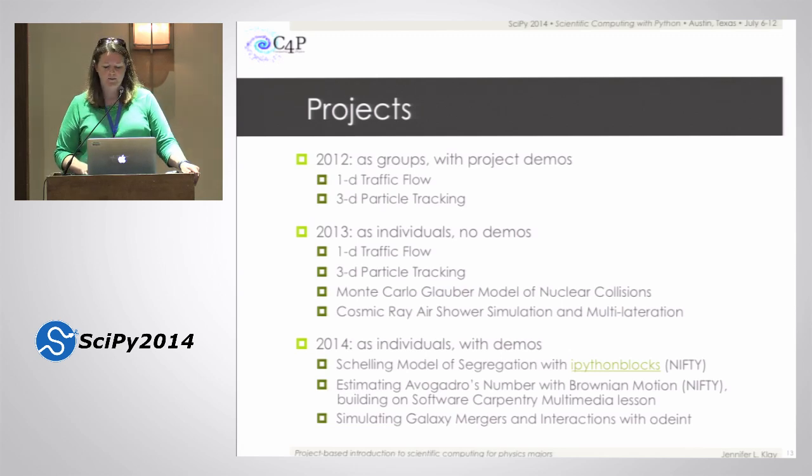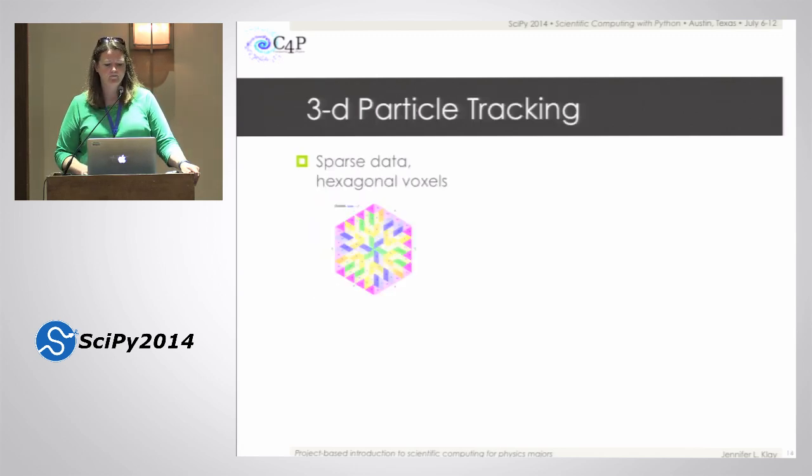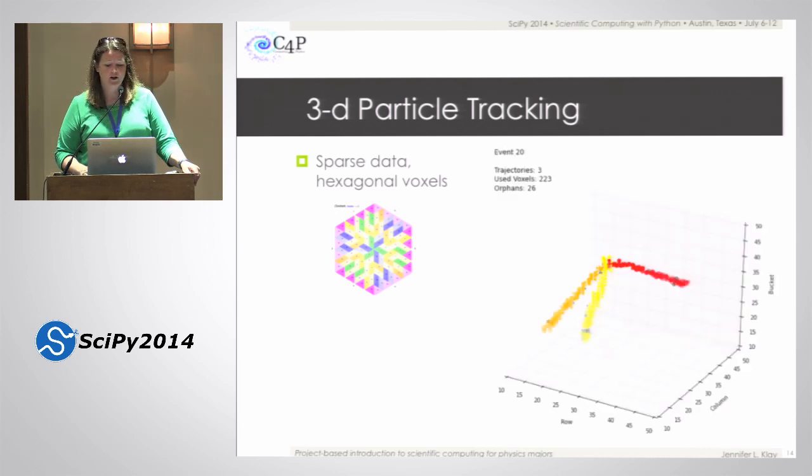And I'm going to tell you a little bit about some of the projects now. So the first one, as I mentioned before, was related to my work in particle and nuclear physics, trying to identify trajectories of particles in a sparse data set. And one of the challenges was that the voxels, or the elements of charge that they were trying to connect as trajectories, were arrayed in a hexagonal geometry.